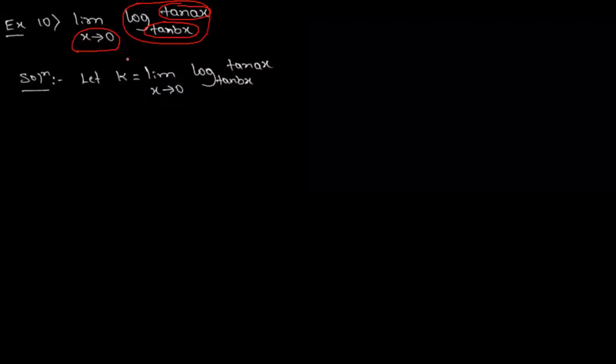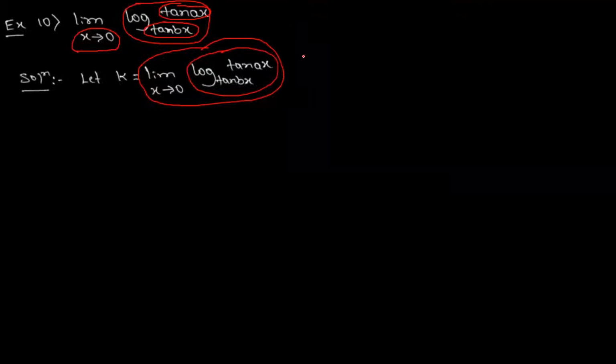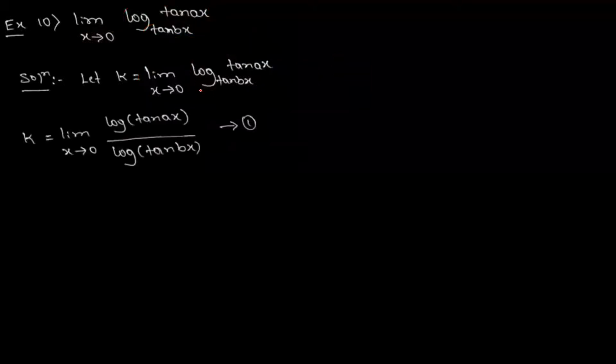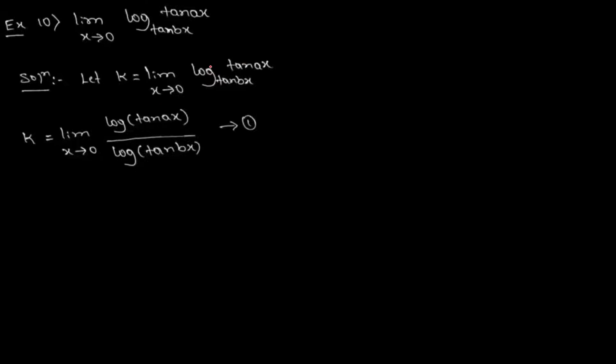The very first step is consider k as the given function along with the limit. Now we will bring this function to the form 0 by 0 or infinity by infinity, so that we can apply L'Hospital's rule and simplify further. So we can write this function as log tan ax divided by log tan bx.